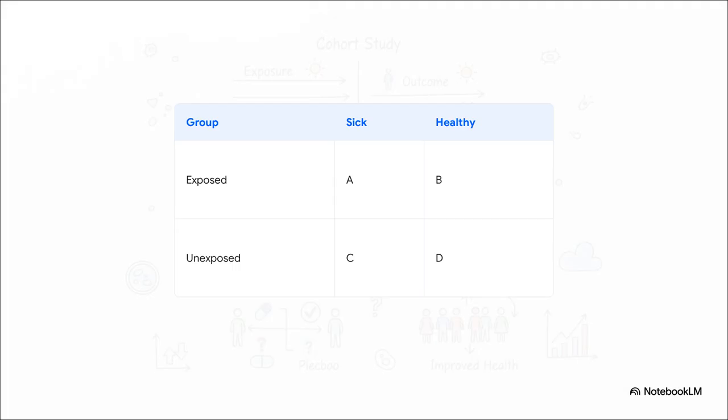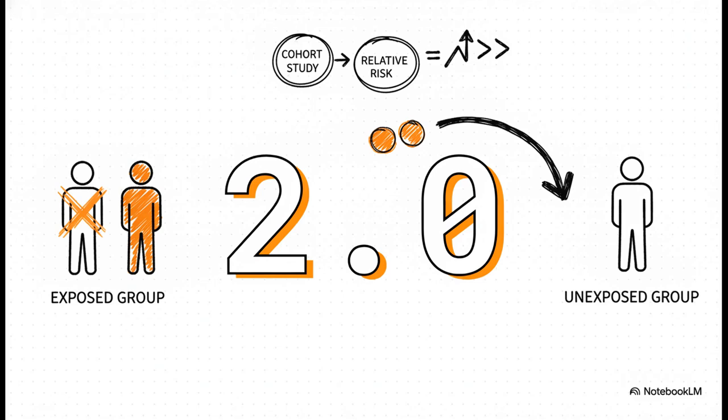So how do we quantify this forward-looking data? We calculate something called relative risk, or RR. The formula takes the true incidence rate in the exposed group, which is A divided by A plus B, and divides it by the incidence rate in the unexposed group, so C divided by C plus D. Because we track them through time, we aren't just estimating odds anymore. We are directly comparing the actual biological incidence rates of new disease between the two distinct cohorts. To make that math instantly practical for a second, a relative risk of 2.0 simply means the exposed group has exactly twice the risk of getting sick compared to the unexposed group.